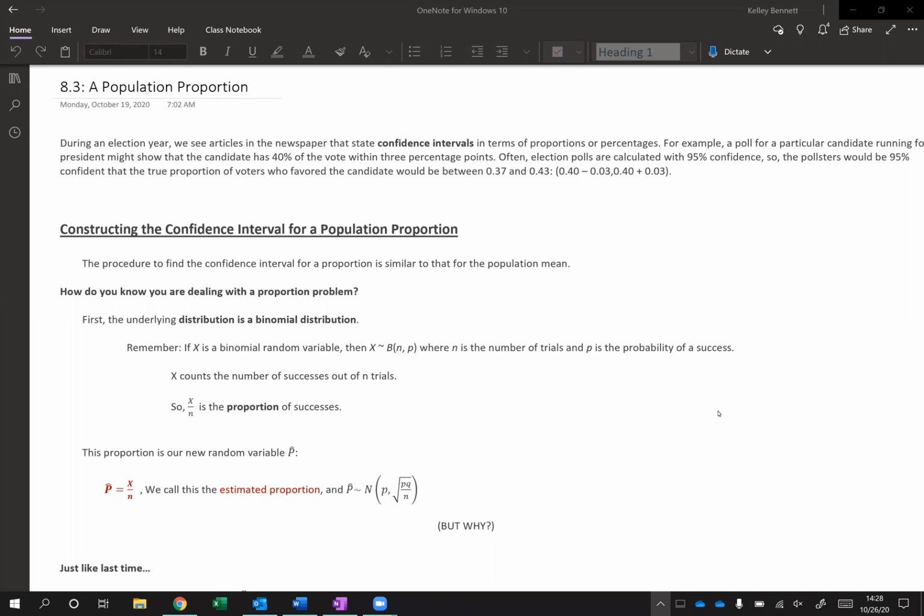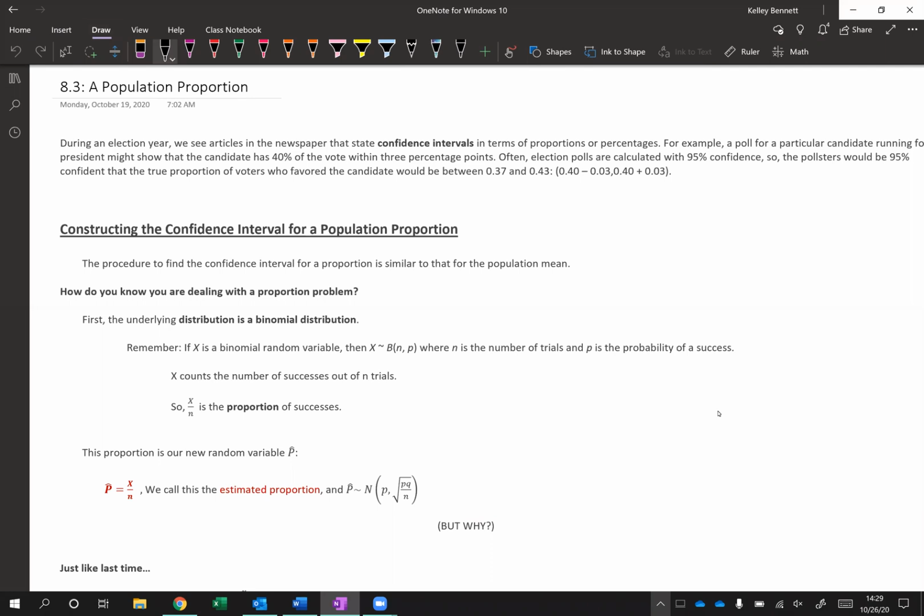So we're going to be doing very much the same thing, except that instead of looking at a population mean, we're going to be looking at a population proportion. So we're going to construct the confidence interval starting off where we consider our population to be a binomial distribution. And remember that the mean for a binomial distribution is determined by n and p.